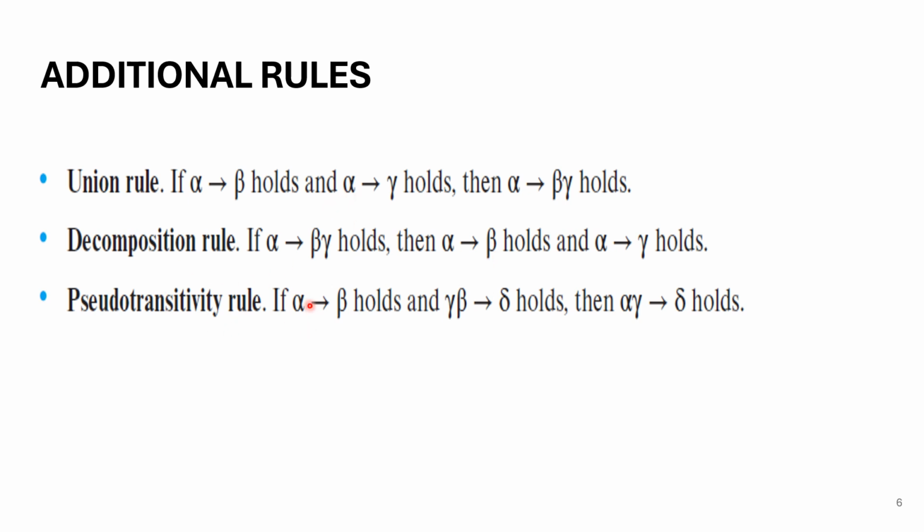Coming to pseudo-transitivity, it is an extension of the transitivity axiom, allowing us to infer new dependencies based on existing ones. Suppose A determines B, and B, C determines D; we can use pseudo-transitivity to infer that A, C determines D. Thank you.